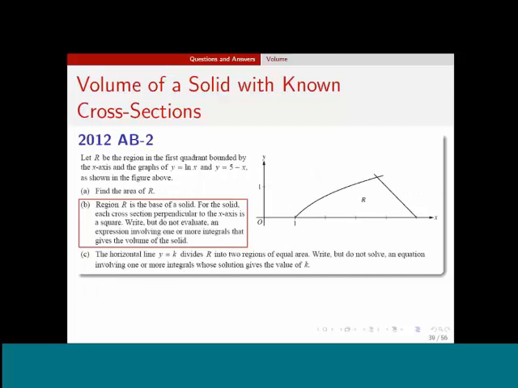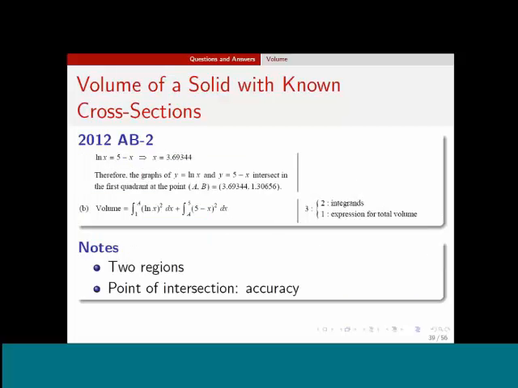And here's one example of a volume problem or area problem. You may remember this one. This was a very difficult problem for us to score, to finally come up with a really good rubric. I think once we did, we were able to work through it. The region R is the base of a solid. For that solid, each cross-section perpendicular to the x-axis is a square. This is one of those where we're asking the students to set up an expression involving one or more integrals that gives the volume of that solid.